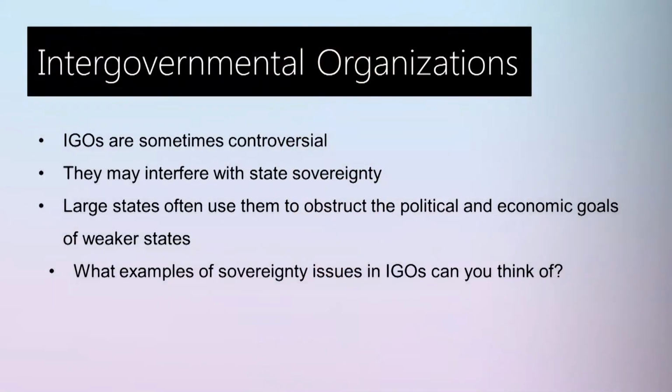Sometimes they interfere with state sovereignty. An IGO collectively may decide on a policy that's to the detriment of some of its members. So large states can sometimes use them to obstruct the goals of weaker states. So what are some sovereignty issues with IGOs you can think of? And maybe use your own experiences with Model UN as an example.